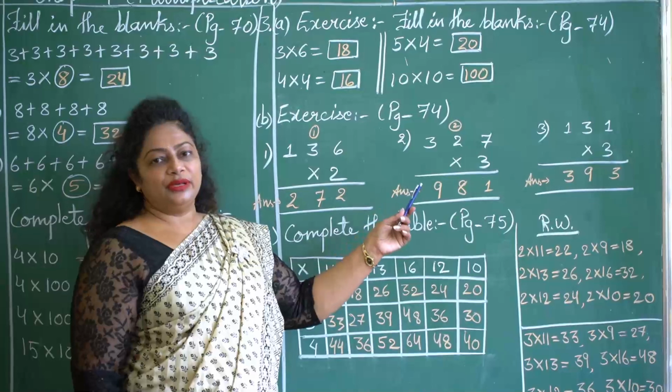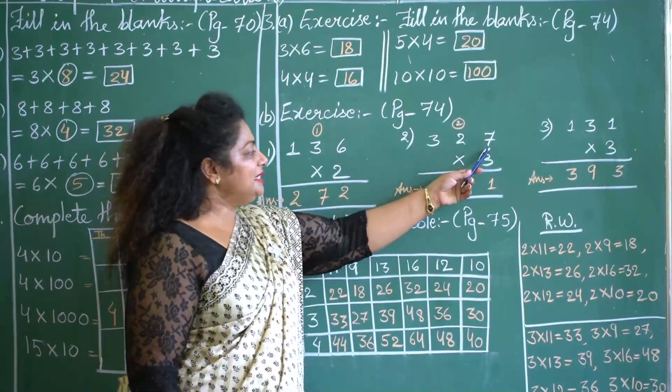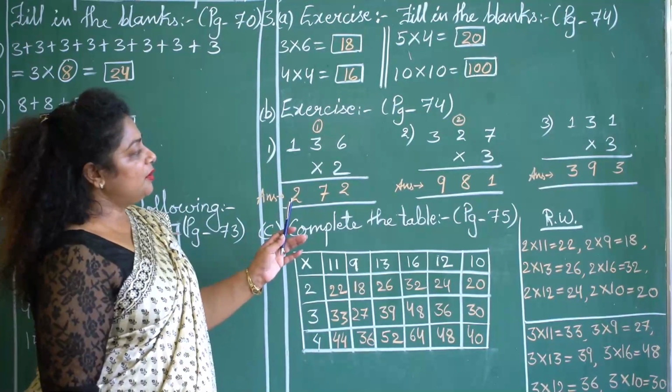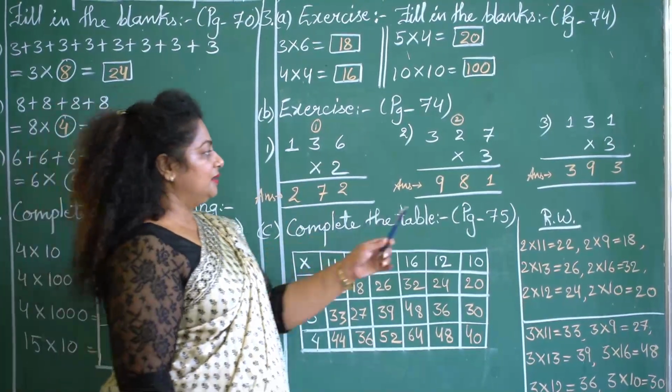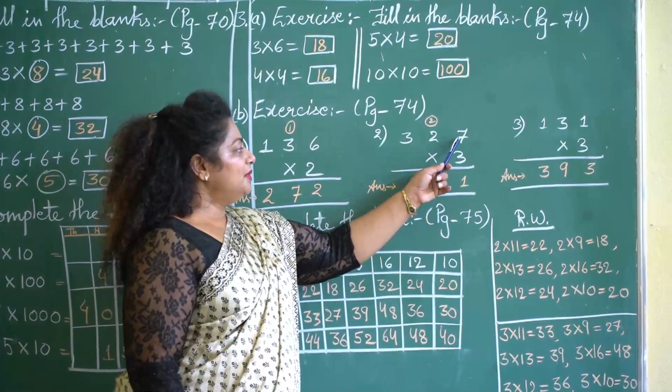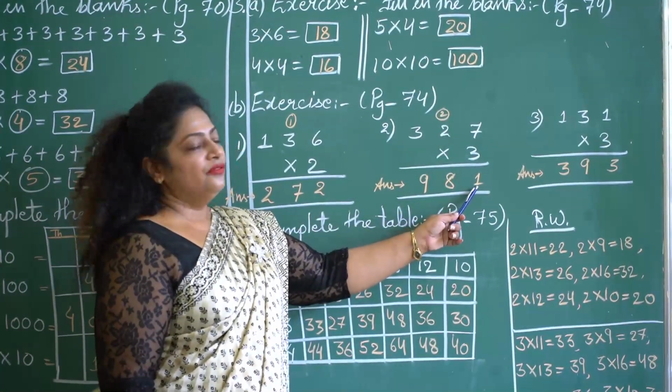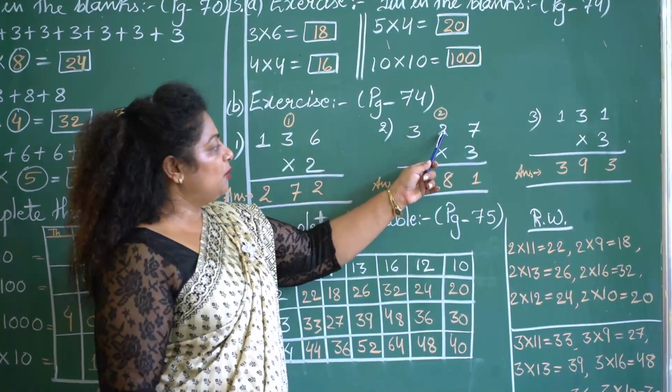In the same manner we will solve the next sum. Next sum given to you is 327 multiplied by 3. In this sum also we will follow the same pattern. First of all, this number 7 is multiplied by 3. So 3 7s are 21, 1 will be written over here and 2 on top of 2.